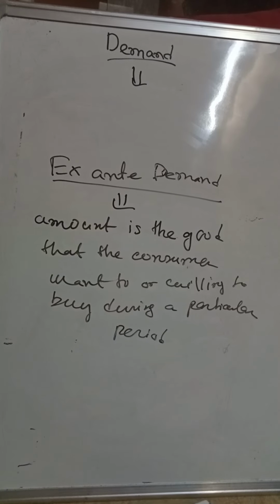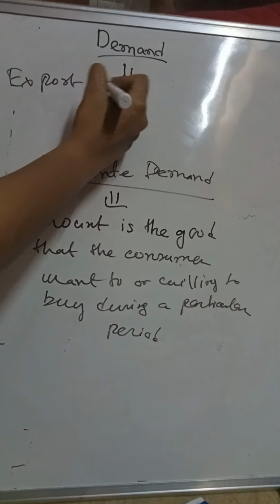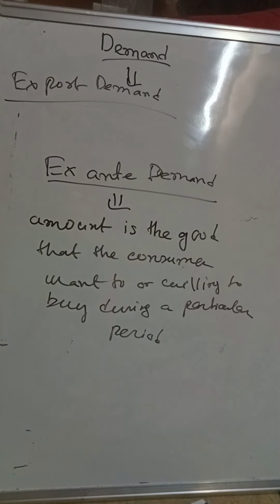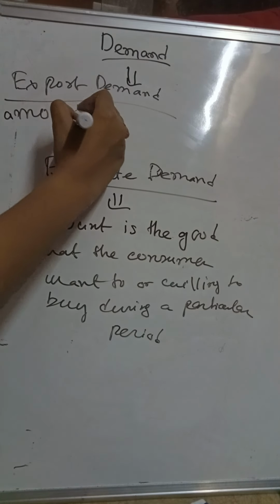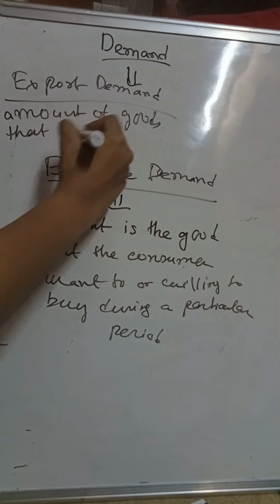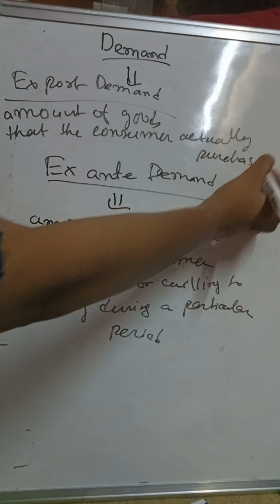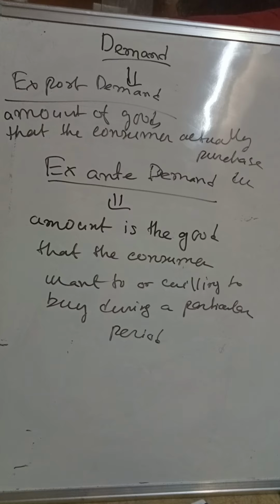happen that we have only 3000 rupees with us, and with that 3000 rupees we can buy only 4. When we went to the shop, we saw that with that money we can buy only 3 shoes. So we have planned to buy how much? 5. But actually we are buying how much? 3, right? So that is my ex post demand. Ex post demand means the amount of good that the consumer actually purchases during a specific period or during a particular period.